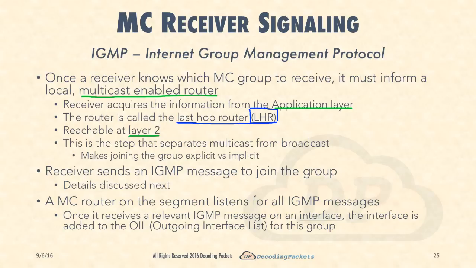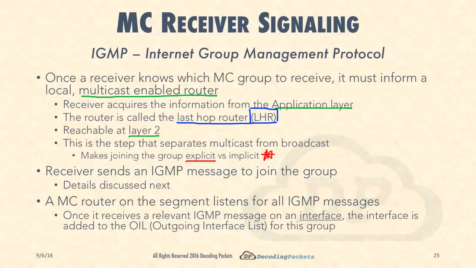This particular step, where the receiver now knows about the multicast group and has informed a multicast router, is what separates multicast from broadcast. Now the joining of the group is explicit, versus what it used to be, which was implicit. Send the packets out and the interested receiver will receive them, everybody else will drop them, but it was implicit. The router was just assuming that everybody wants that group. Now the router has been informed by the actual receiving host, and the join is much more explicit.